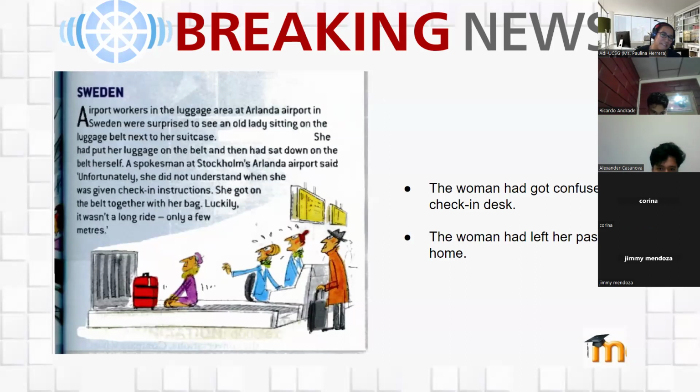I think not really. In this case, she got confused at the check-in desk. So maybe this lady told her to put the bag, and she put the bag, but she also sat on the belt. Okay, so she got confused. Okay, and that's what happened. So we have very peculiar stories.